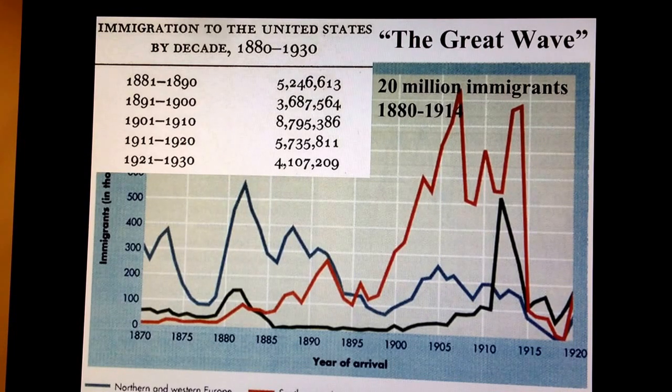Now, when you look at the graph down there, you can see that that's separated out. The light blue line is Northern and Western Europe, and that was the traditional source of most immigrants into the United States. That would include Germans and Irish and British and French. The reddish line is Southern and Eastern Europe. And then the other line is Asian immigration, African and South American.